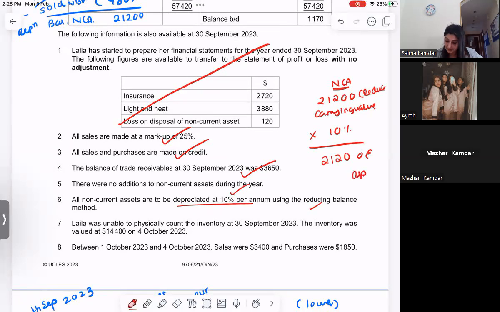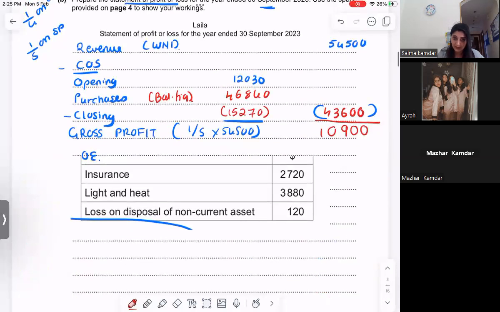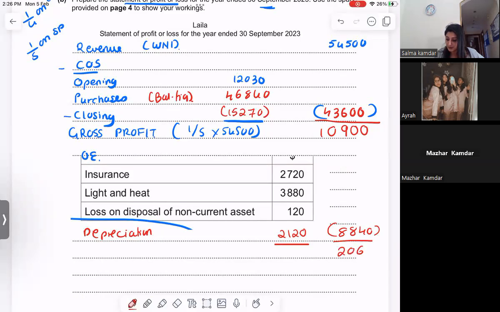Closing inventory is done. This was related to closing inventory. So we've taken into account all the adjustments. I will just put depreciation over here: 2120. So total of expenses is 8840. 2060 is my profit for the year.